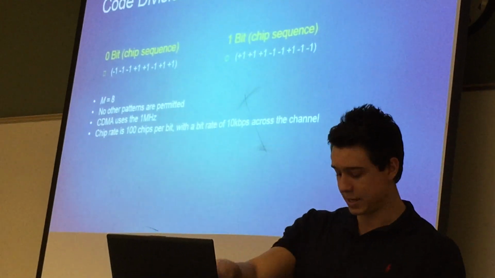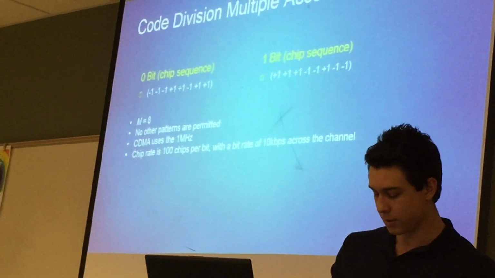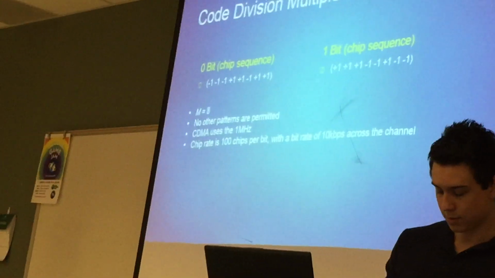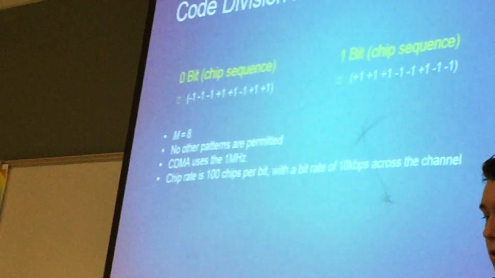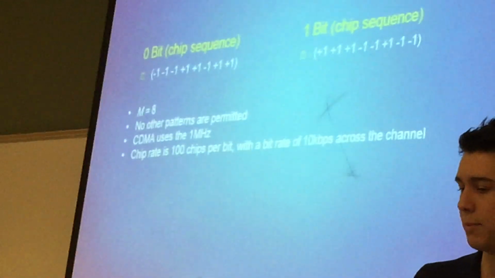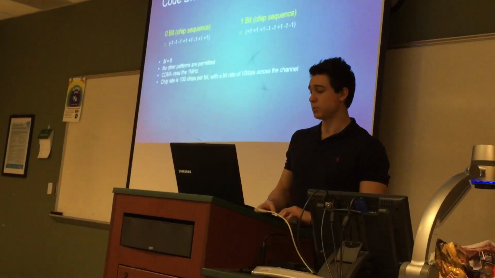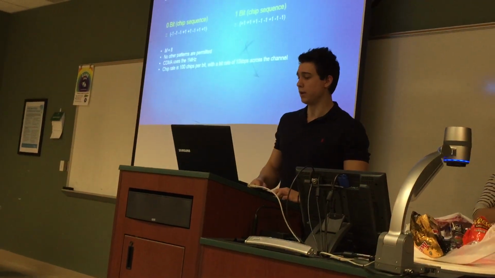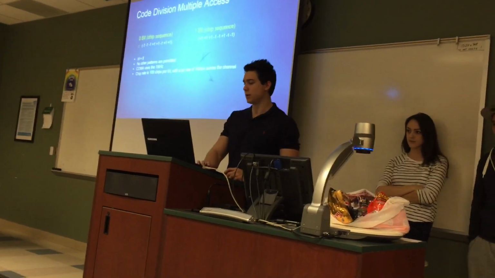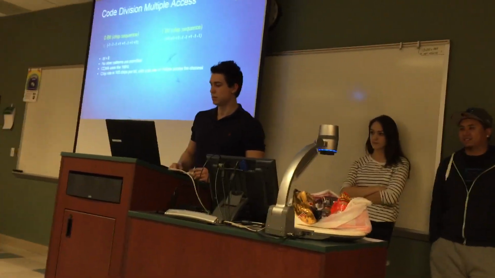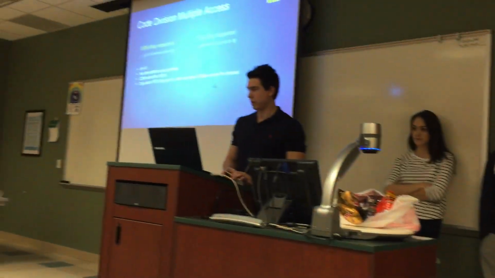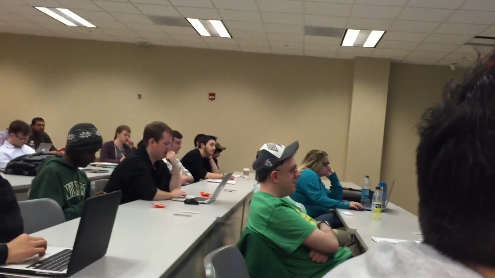Okay, so the M represents the amount of chips in the bit. So no other patterns are permitted, and CDMA uses 1 megahertz. So chip rate is 100 chips per bit, which has a bit rate of 10 kbps across the channel. So what is the chip rate per bit? 110 kilobits per second. Well, the chip rate is 100 chips.